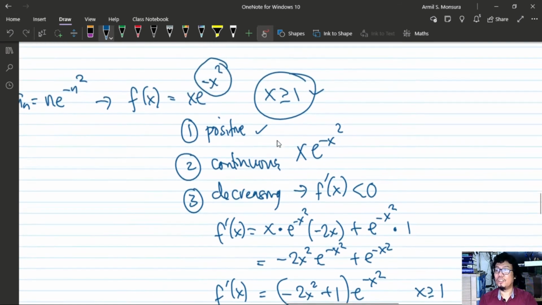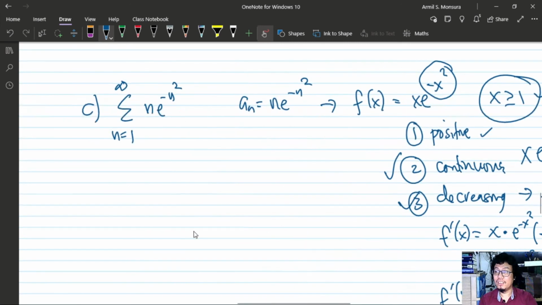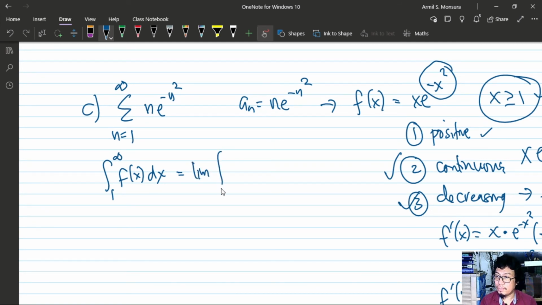So since your function is positive, continuous, and decreasing, we can continue on with the integral test. In the integral test, we take the integral of f of x dx from 1 to infinity. So basically this is the limit of the integral ng x e raised to negative x squared dx from 1 to b, for b approaching infinity. Now, let's first concentrate on evaluating this integral.